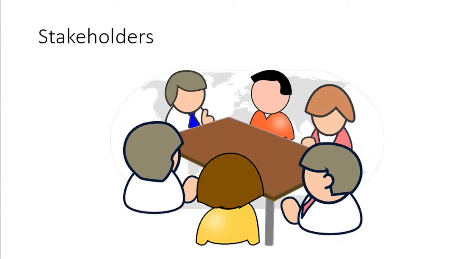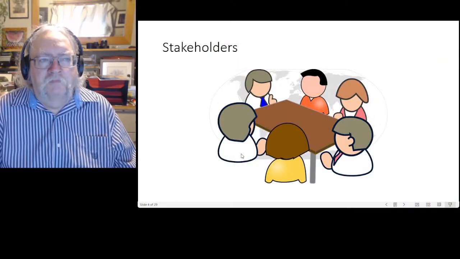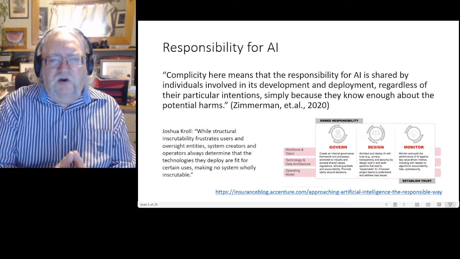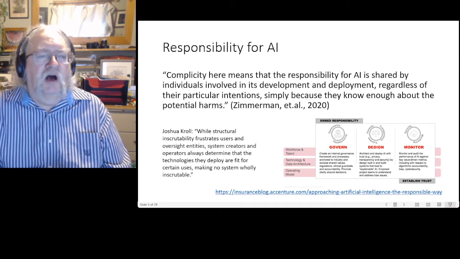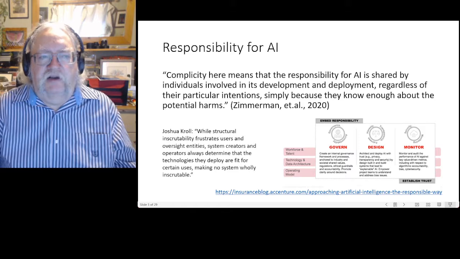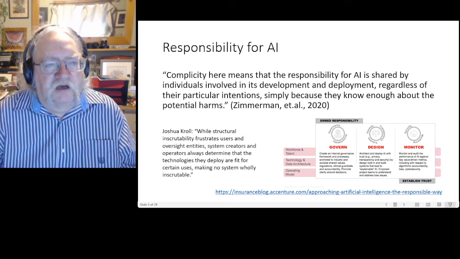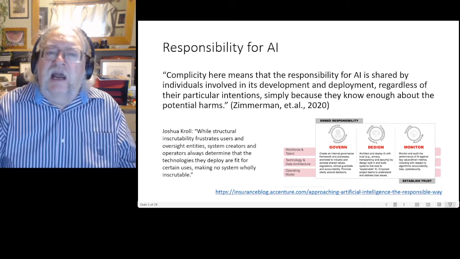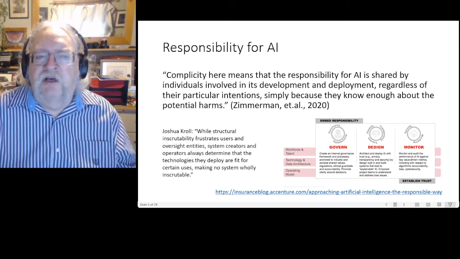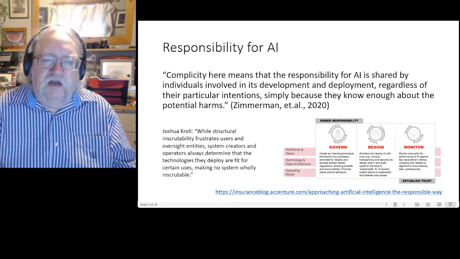So let's begin then with stakeholders. When we think of stakeholders, we can perhaps begin with the concept of responsibility for artificial intelligence, responsibility for analytics. And basically here, what we're looking at is the concept of complicity. That is, anybody who's involved in some way or another, in other words, anyone who is complicit, is responsible for the outcomes of an AI analytics system.